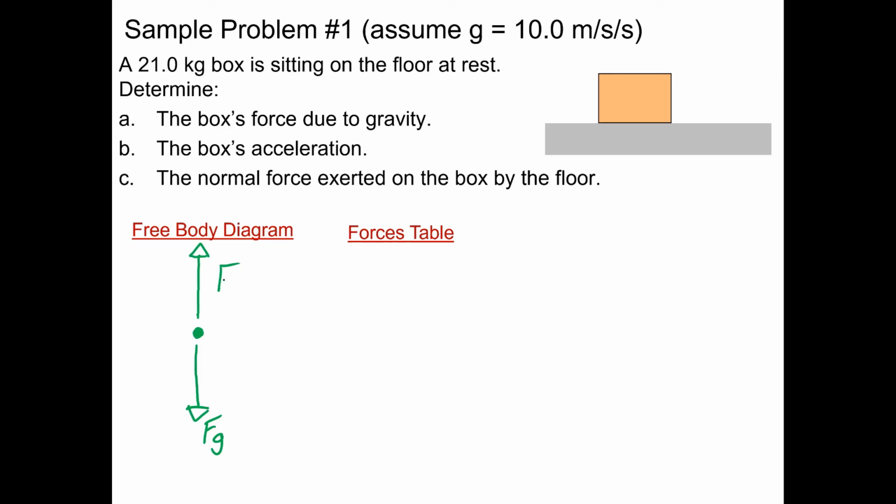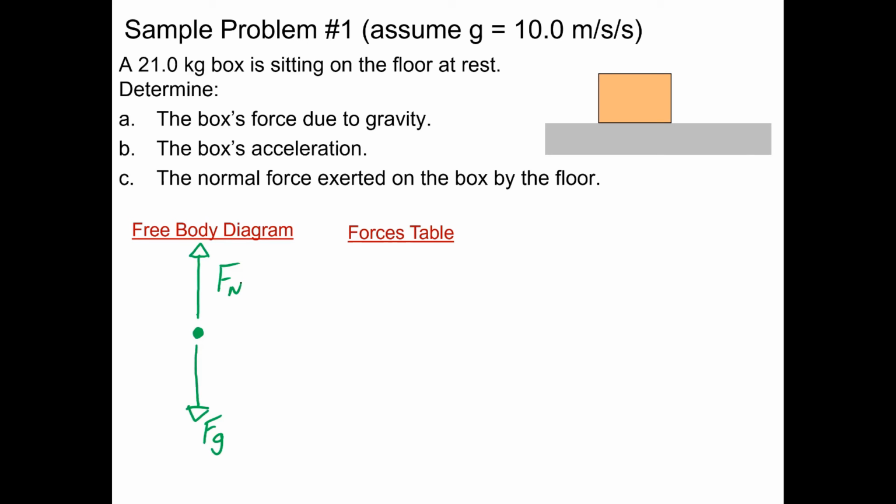And so the normal force, the floor is pushing up on the box. Whenever any flat surface presses against another object, there's a normal force that's exerted. I don't want to say horizontal because it's not always horizontal. Okay, so there's my free body diagram. I've got those two forces.